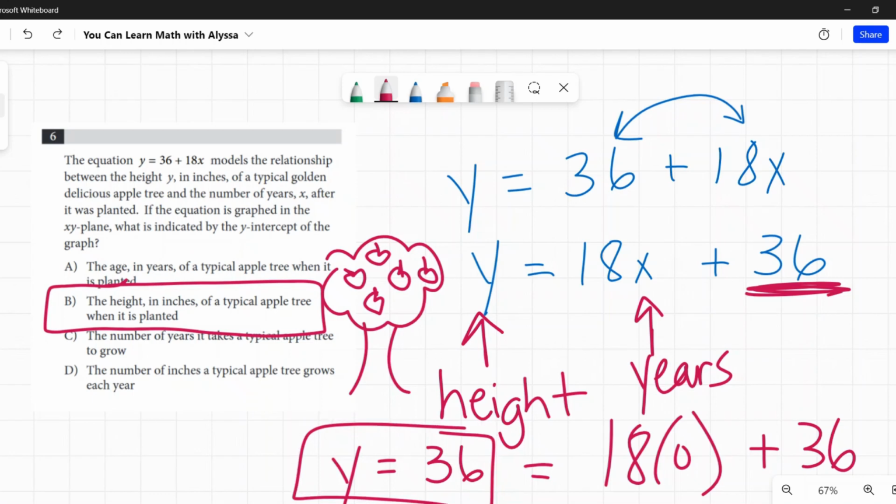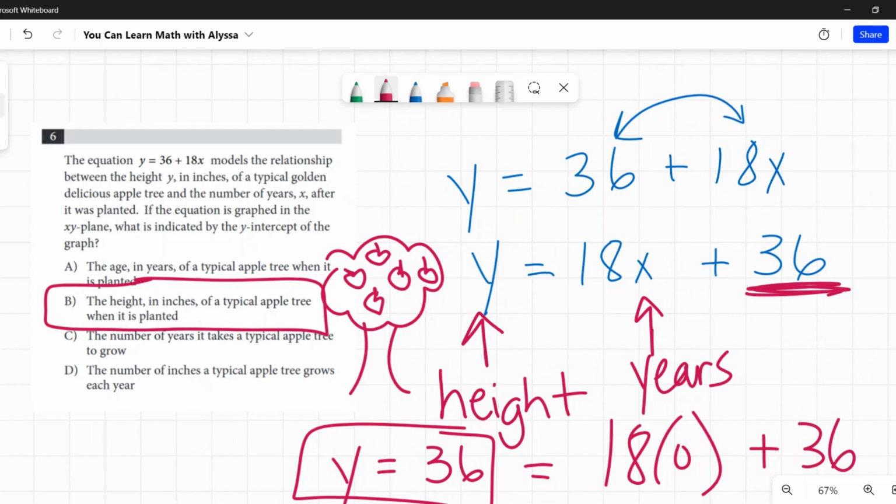And so that looks like our answer, but let's read our other ones just to make sure they're not being tricky. The number of years it takes a typical apple tree to grow? No. The number of inches a typical apple tree grows each year? No, that would be the 18 actually. So yes, B, the height in inches of a typical apple tree when it is planted, is our answer.